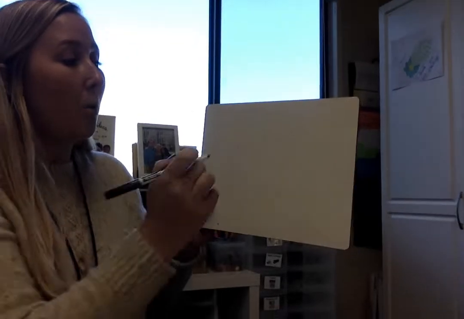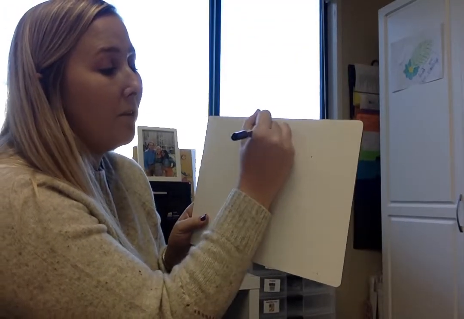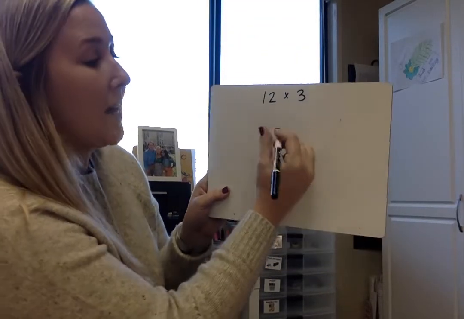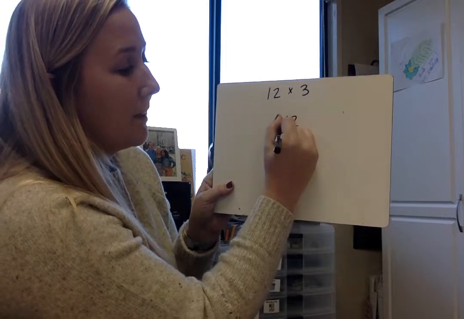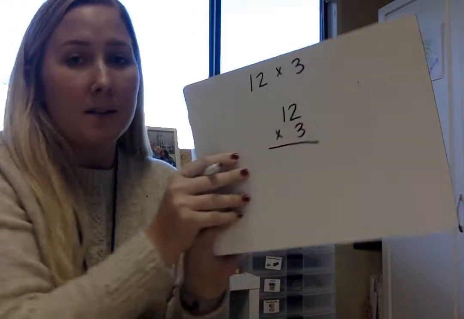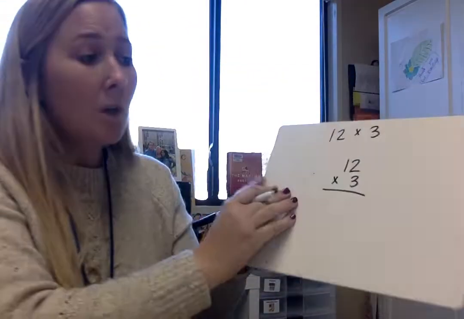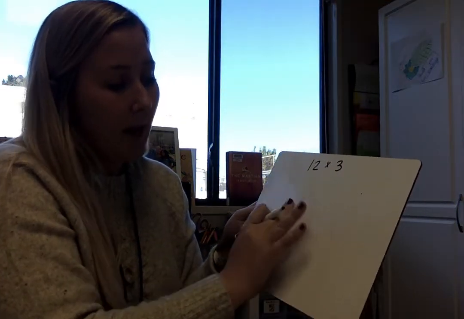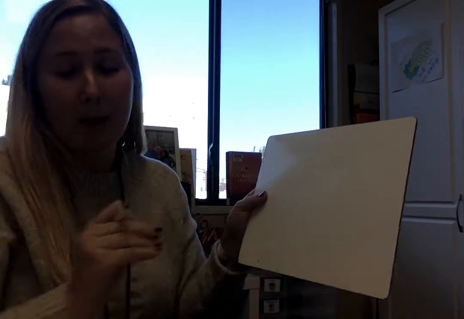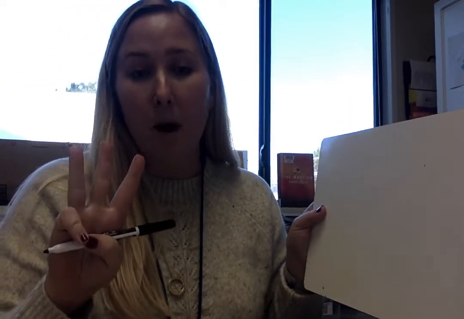Standard algorithm can also be called vertical method, where you're stacking. If I have 12 times 3, you're stacking them vertically. This is standard algorithm. We are practicing doing multi-digit multiplication fluently, and I'm going to model what that looks like in 3 different problems.